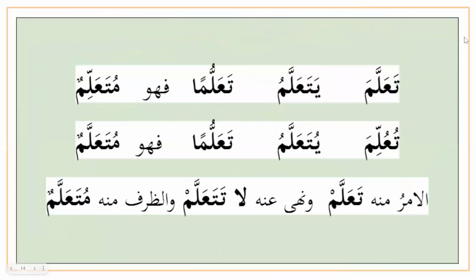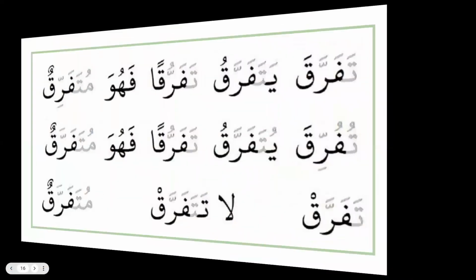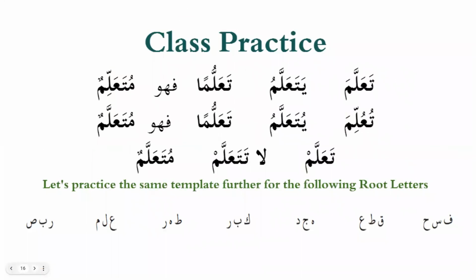Ta'allama, so he learned. Ta'allama means he learned. Yata'allamu, he learns. So usually this family has a characteristic as far as meaning is concerned, that the effect of the action happens on the doer. Okay. So this is the class practice.